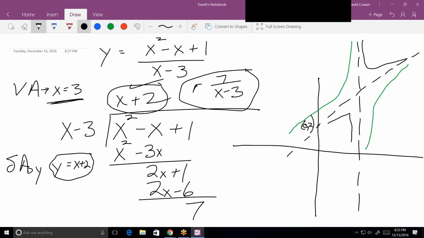If I plug in 0 into the original function, I get 1 over minus 3. So isn't that negative 1/3? So am I on the black or the green? You are on the black, because for the green, the y-intercept would have to be greater than 2. The black actually comes down and goes through the y-intercept more like that, the way I've drawn it. Here, let me draw it a little better.